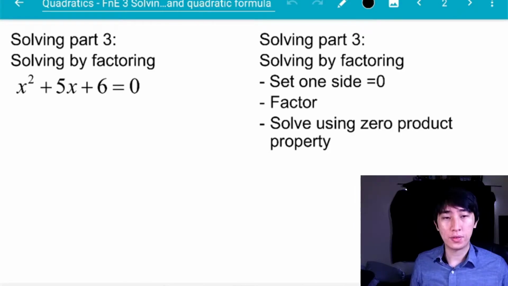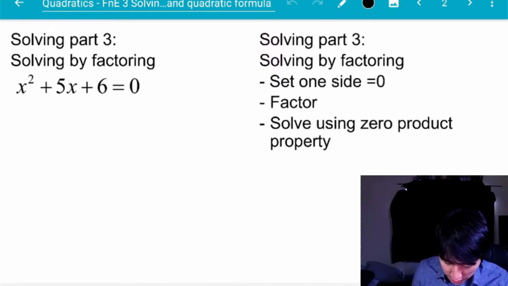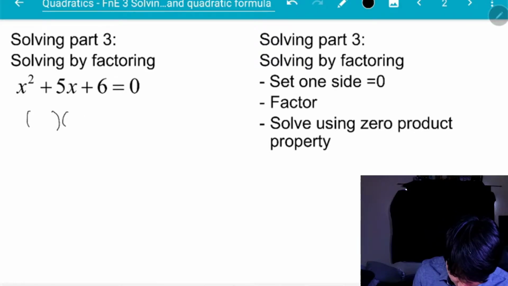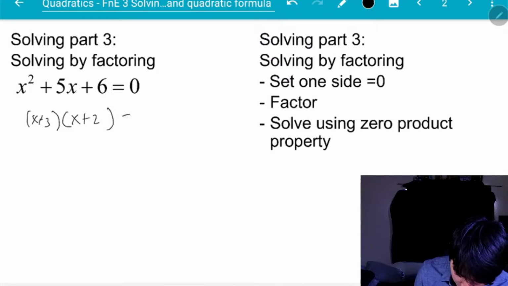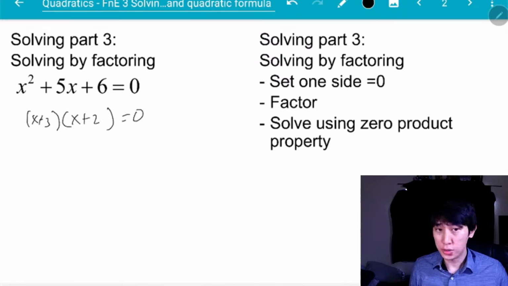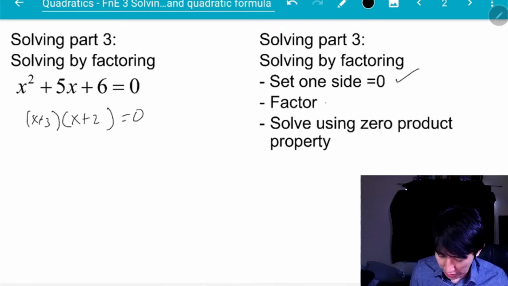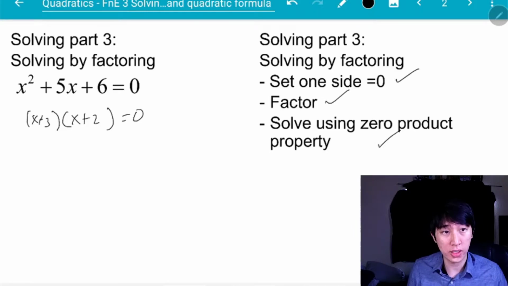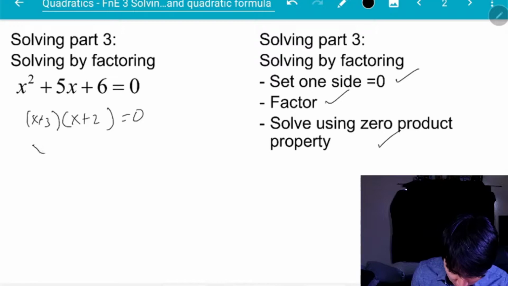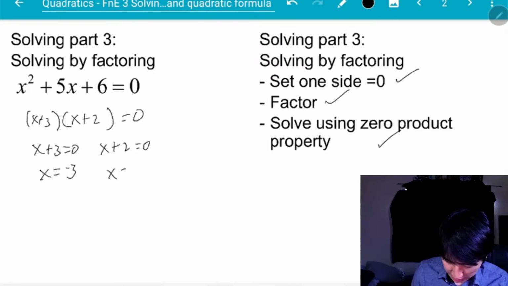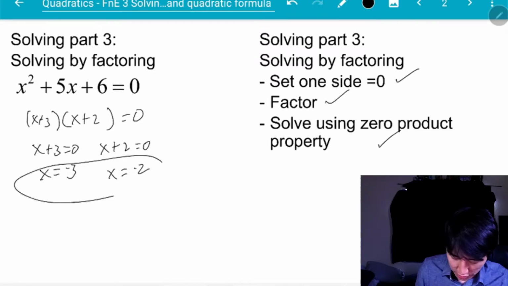Now, there are a lot of different ways that you can factor. If you need help, check one of my factoring videos or ask me for help. But I'm just going to super quick factor this here. So we have (x plus 3)(x plus 2) equals 0. And then from here, you set one side equal to 0, done. You factor, done. So now you're just going to solve using the zero product property. That means x plus 3 equals 0 and x plus 2 equals 0. So I have x equals negative 3 and x equals negative 2. Okay, that's your solution. That's it.